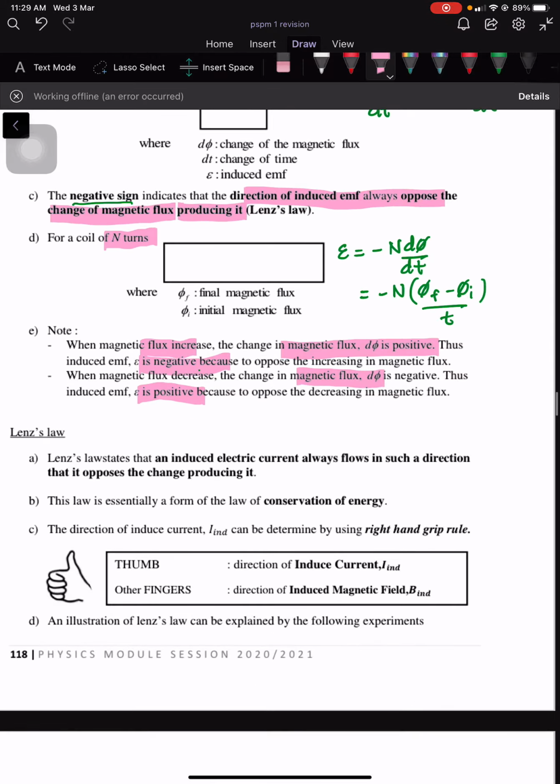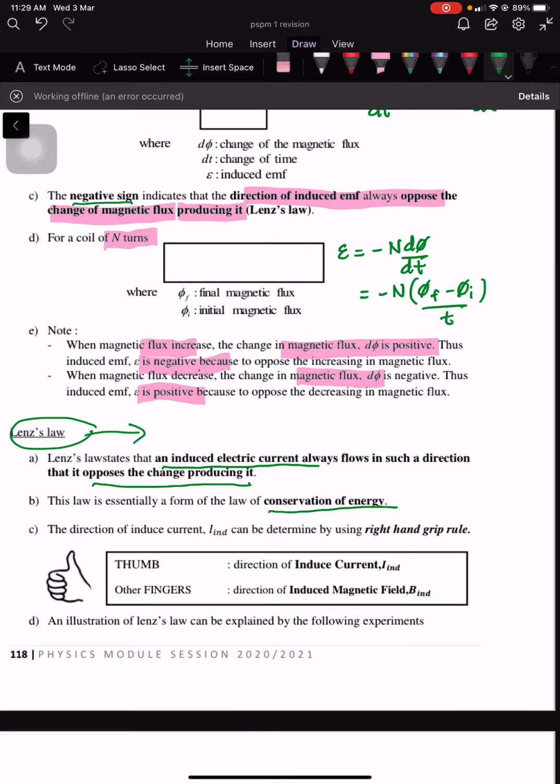Okay, how about Lenz's law? Lenz's law states that the induced electric current always flows in such a direction that it opposes the change producing it. So the law is essentially a form of the law of conservation of energy. Lenz's law actually shows you the direction.